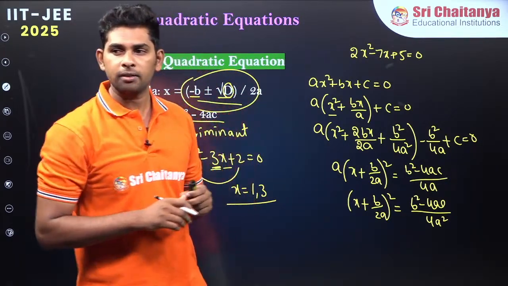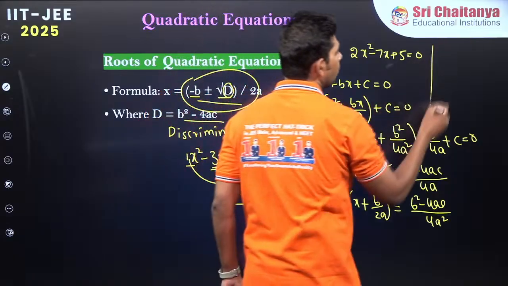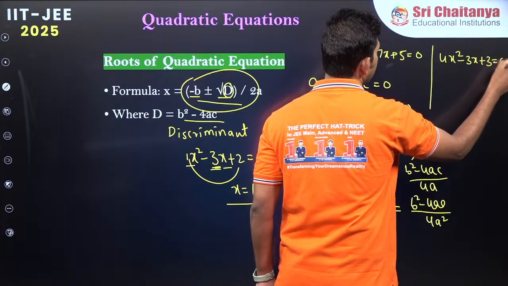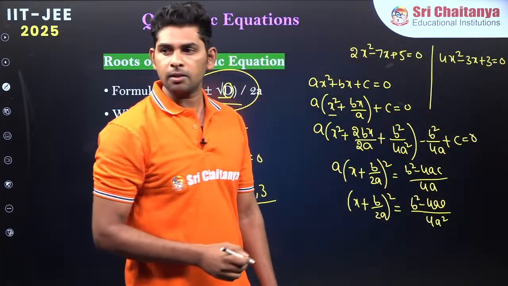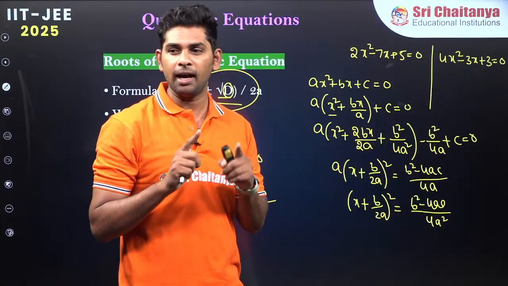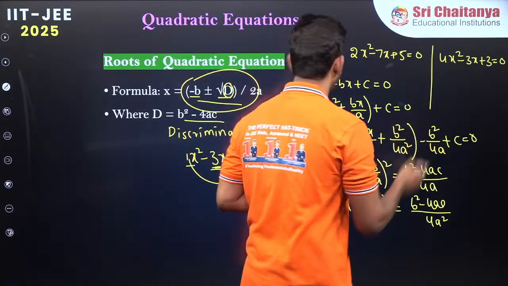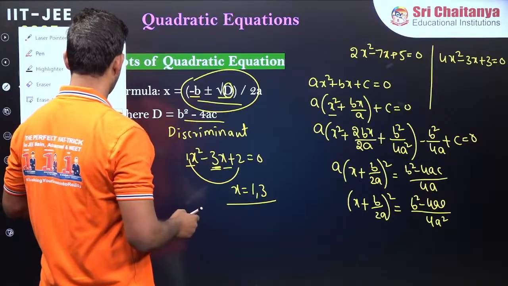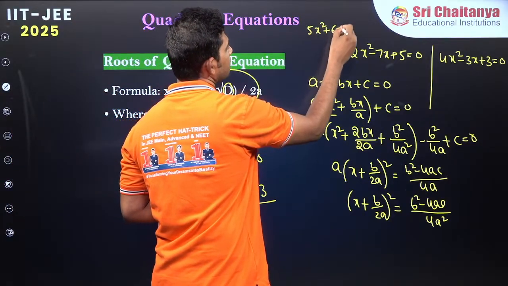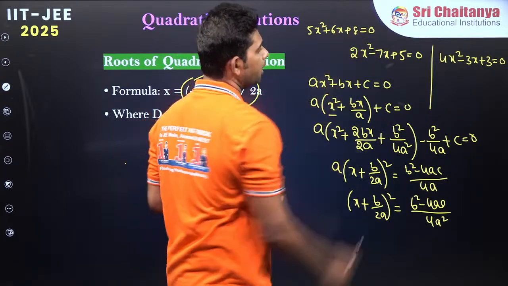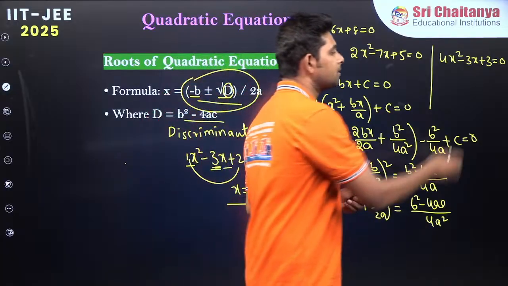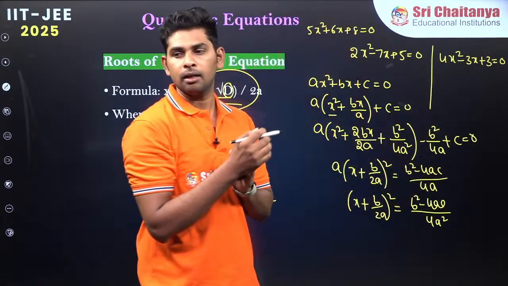Right. 4x square minus 3x plus 3 is given, one equation. That should definitely have rational roots. Others will also give. No, you give me only rational roots, an equation which is going to have rational roots. 5, 6, 8 if I am taking. I am asking for an equation which is going to have rational roots. This one does not have rational roots.